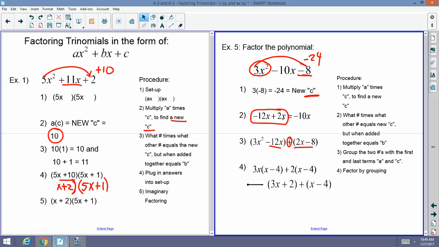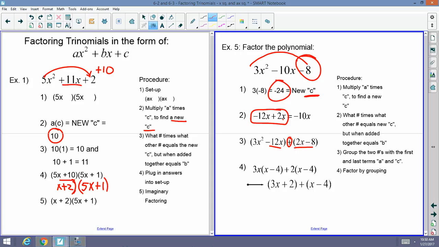This is fine. Again, how does this one work? You take the A and the C, and you find a new C. Okay? In this case, negative 24. Now you ask, what times what is negative 24, but when added together is negative 10x. So that's negative 12x and positive 2. You take the negative 12x and you attach it to the first term. You take the 2x and you attach it to the last term. And now you factor by grouping, which we know how to do.